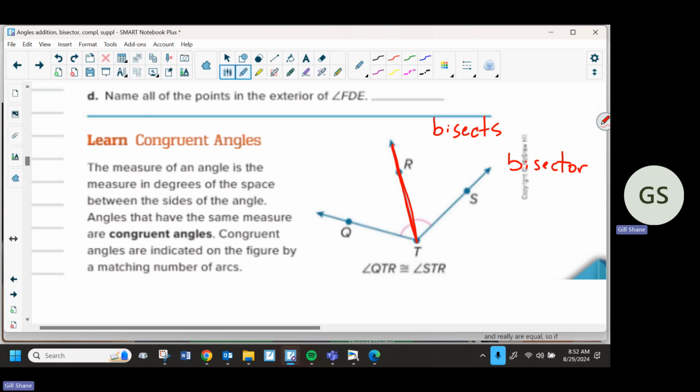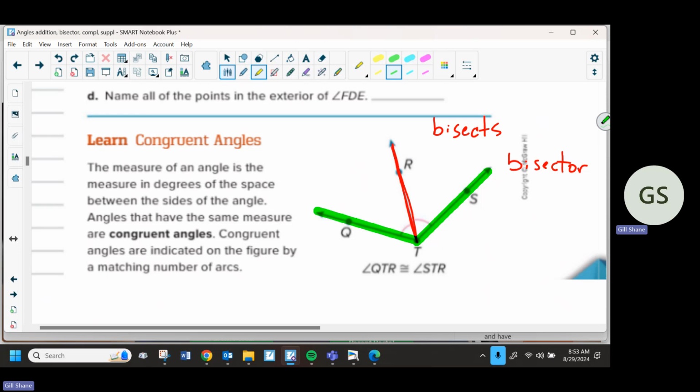So if RT is a bisector for the angle, let's use a different color. I like that green. So if RT bisects, or is a bisector, and you call it an angle bisector, that means it splits that big green angle exactly in half. That's what these congruence marks would tell you. That red ray is a bisector. It splits the big green angle exactly in half.